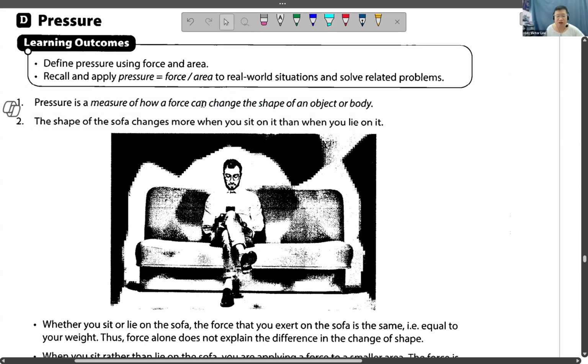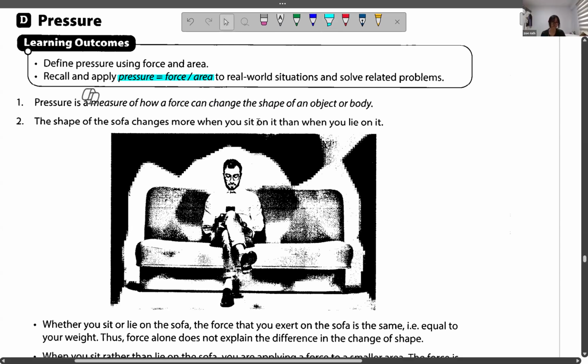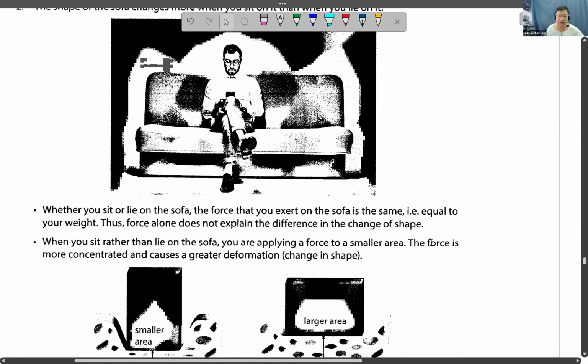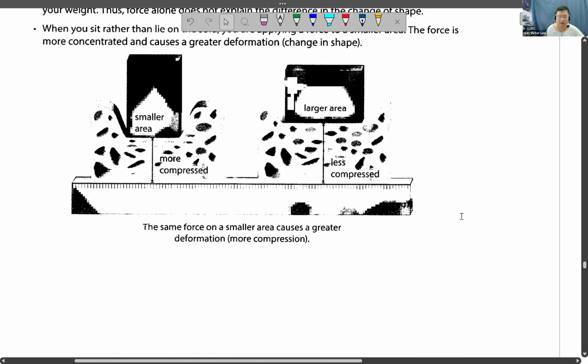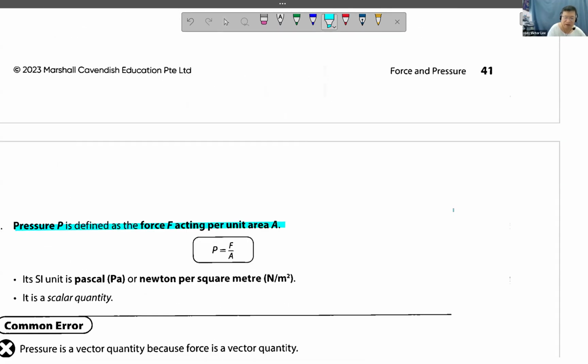A pressure can change the shape or even the size of an object, but pressure is defined as force per unit area. This is the definition. Force per unit area. All right. So basically, the greater the pressure, the more you can sink into another object. So here is the definition: pressure is defined as a force per unit area.